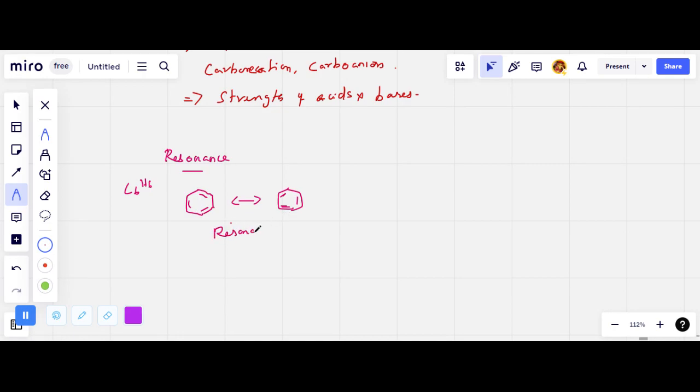Okay, that is called resonance structures or canonical structures. So actually this resonance structure is an imaginary one. It's not a real one.